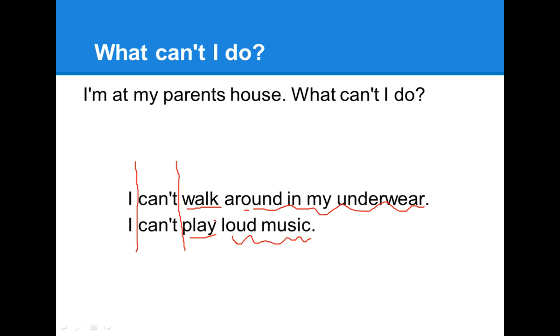So let's take a look at this. It's a little bit different. Before we had can and now we have can't. Can't is a negative. Let's do the same thing we did before. Let's identify what's the same and what's different. Let's get rid of what's repeated. Let's get rid of our period. Now we're ready to put these two sentences together.